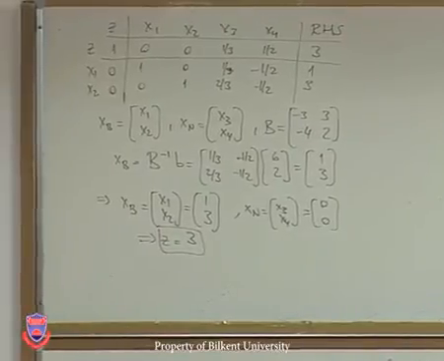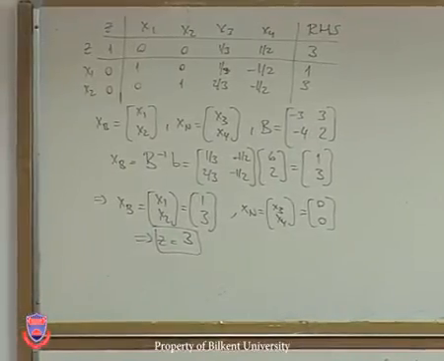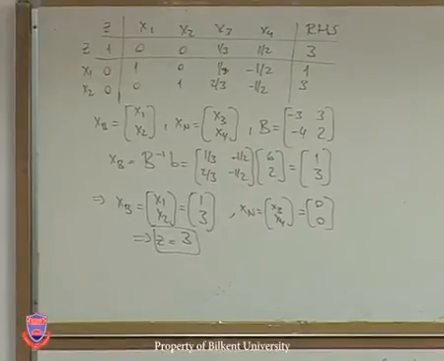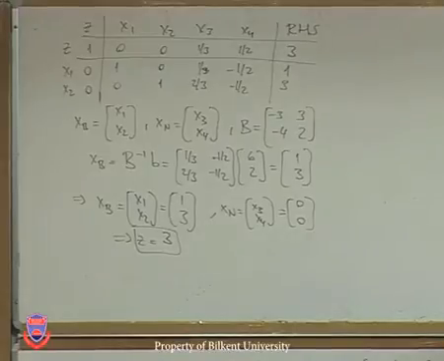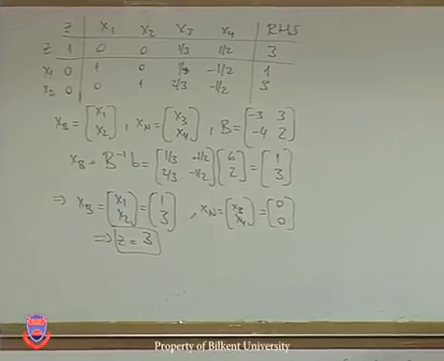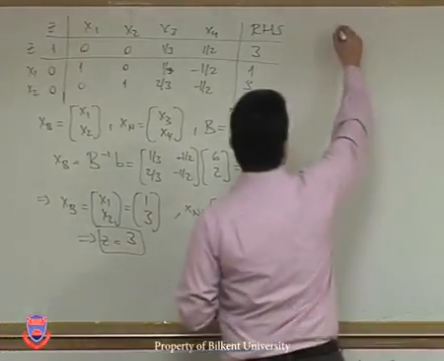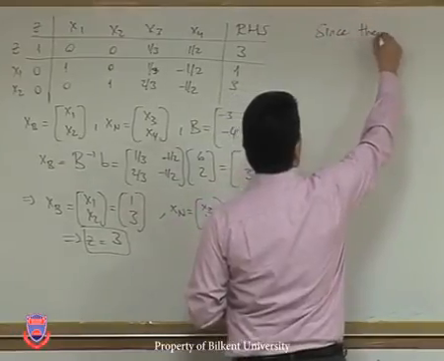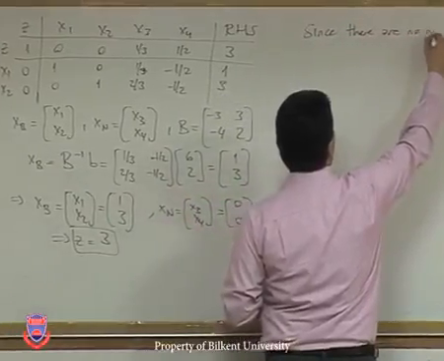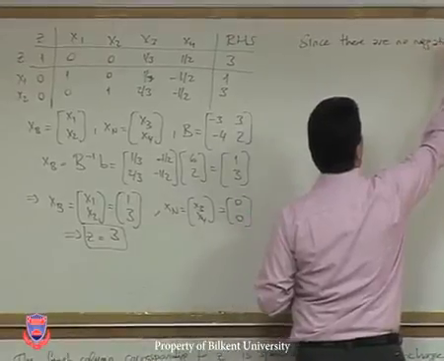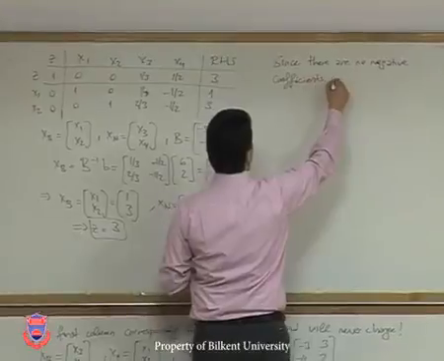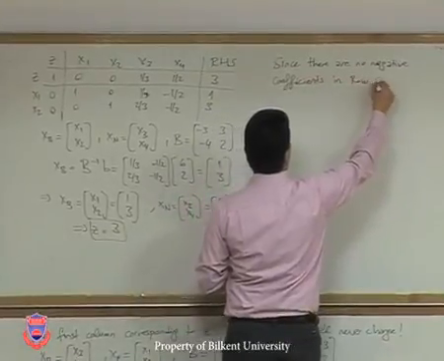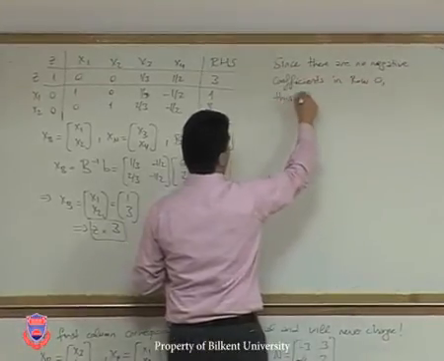What happens if I increase x4? Again, z will decrease. As a result, I cannot find a better solution. This is the best I can do. Since there are no negative coefficients in row 0, this basic feasible solution is optimal.